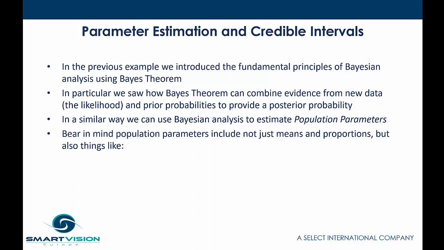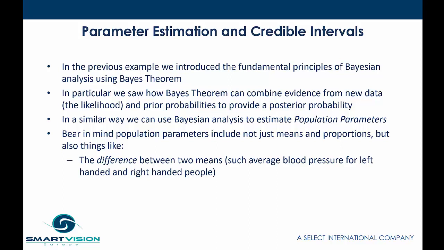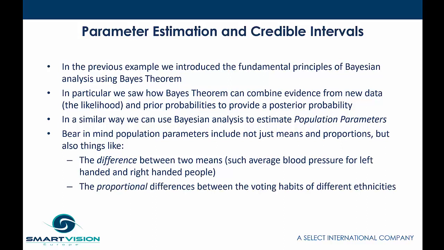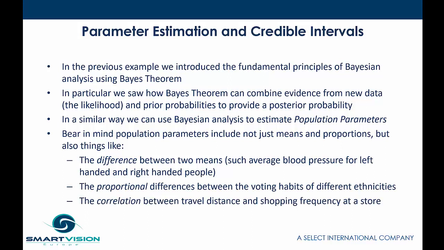Bear in mind that population parameters include not just means and proportions, but also things like, say, the difference between two means, maybe the mean blood pressure for left-handed people and the mean blood pressure for right-handed people, the proportional differences, the percentage difference in voting habits of two groups of people with different ethnicities, or maybe even a correlation value, a correlation coefficient, let's say between travel distance and frequency of shopping at a particular store.